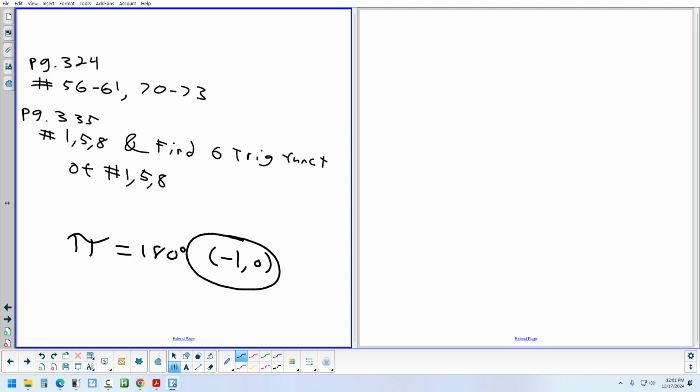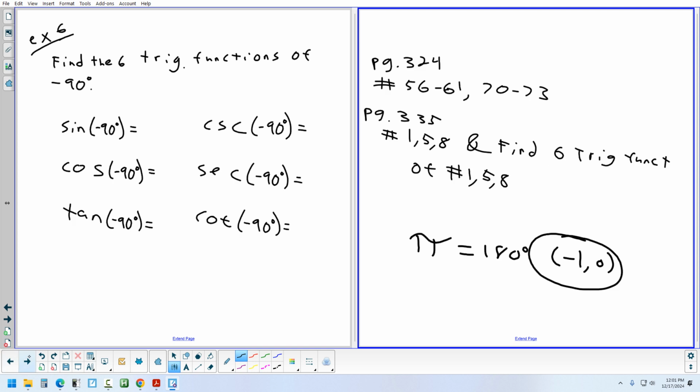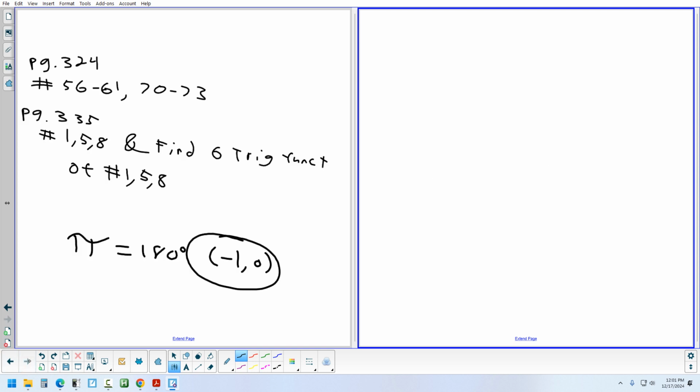Figure out the coordinate. I want you to go one step further and take that coordinate and now find the 6 trig functions, just like I did in the last question we went over. So find the coordinate and find the 6 trig functions. So you should have 18 answers in your homework. 3 problems, 6 answers each. And then page 324, that's angular velocity. We'll go over that separately.